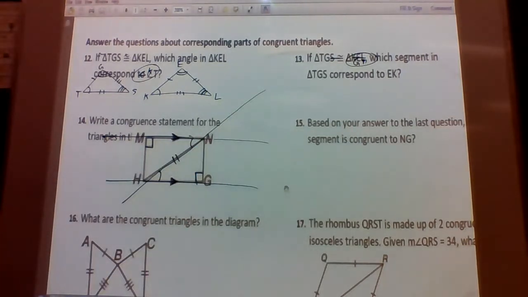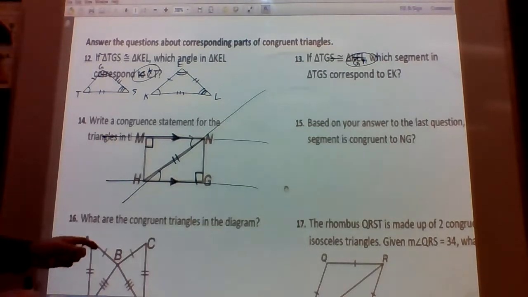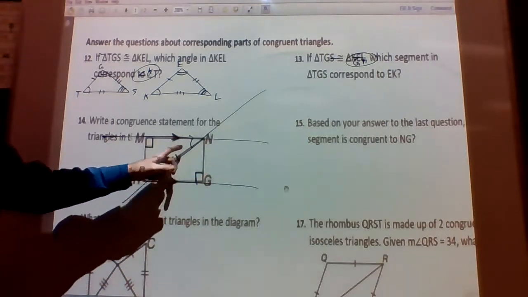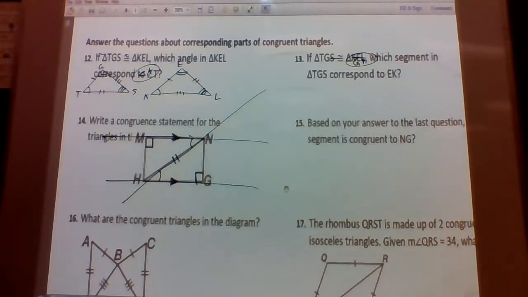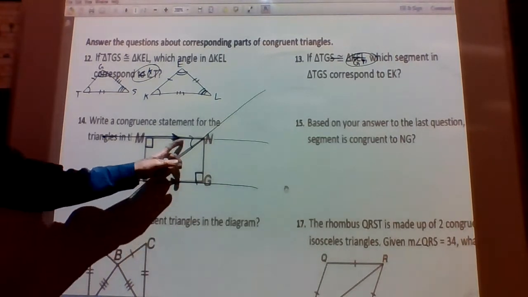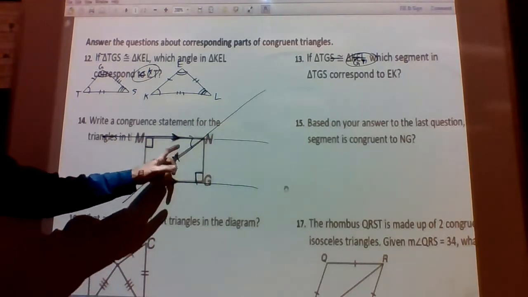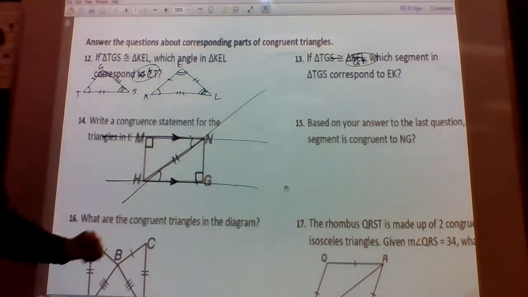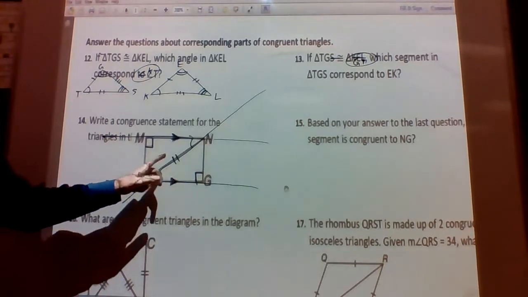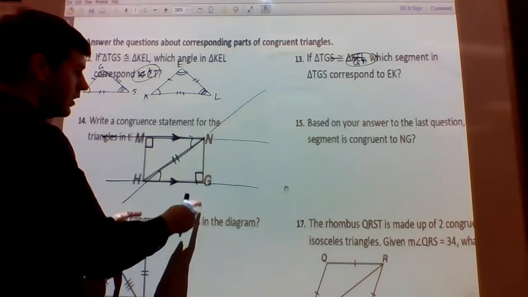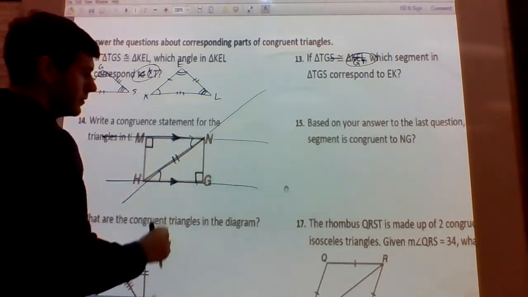The alternate interior angle theorem says if the lines are parallel, then the alternate interior angles are congruent. So if MN is parallel to HG, then we can say our alternate interior angles are congruent. If it did not say the lines were parallel, we still have alternate interior angles, but we don't know that those alternate interior angles are congruent. So we know these angles, angle GHN and angle MNH, are alternate interior angles, but since we don't know if HG and NM are parallel, we can't say that those are congruent.